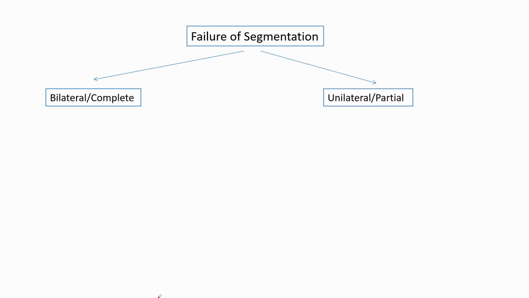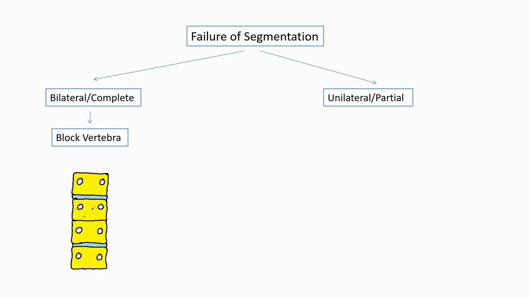Let us see the failure of segmentation. In failure of segmentation, part or all of the adjacent vertebrae are fused with each other. So, it can be bilateral or complete failure of segmentation, or unilateral or partial failure of segmentation. The example of bilateral is block vertebra, in which the entirety of the vertebral body is fused with the adjacent vertebra. This has hardly any risk of progression.